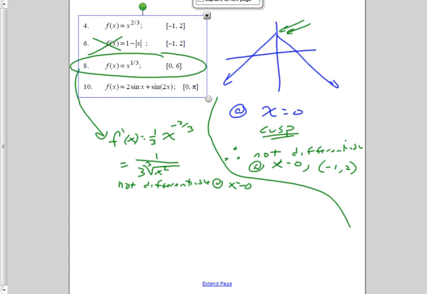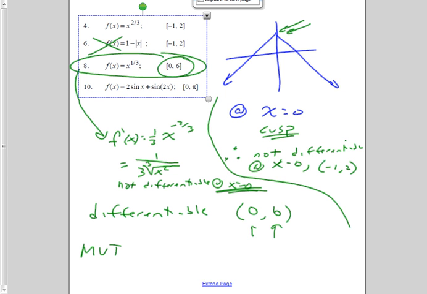However, because we're looking at the interval from 0 to 6, it only needs to be differentiable in between 0 to 6. So it's not differentiable at x equals 0, but it's differentiable for x values getting close to 0 up to 6. So here the mean value theorem is satisfied.